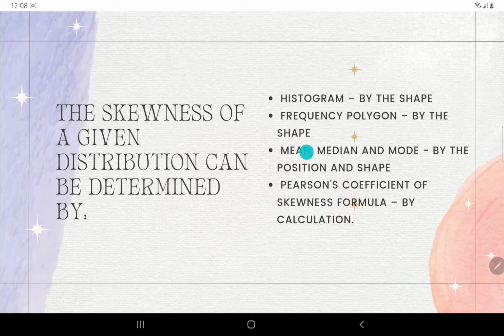The third one is by determining the mean, median, and mode. We look at the position and the shape, so only then we can know the type of the skewness. And the fourth method is by the Pearson coefficient of skewness formula. This is a formula that we need to calculate.